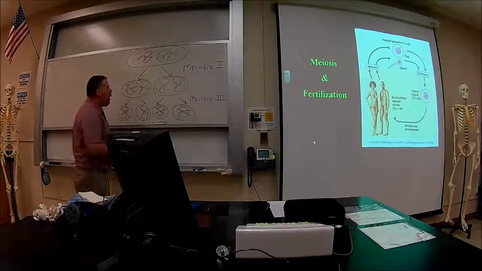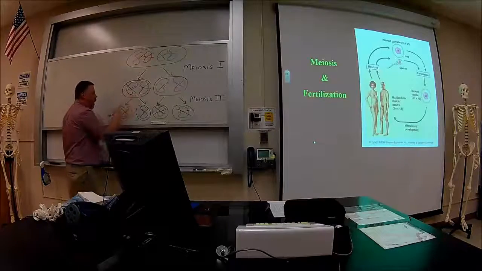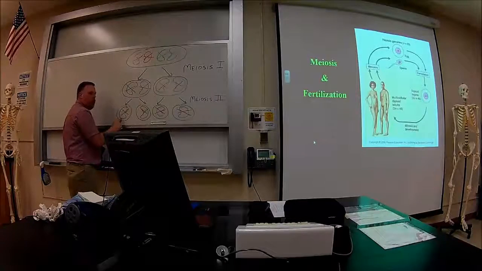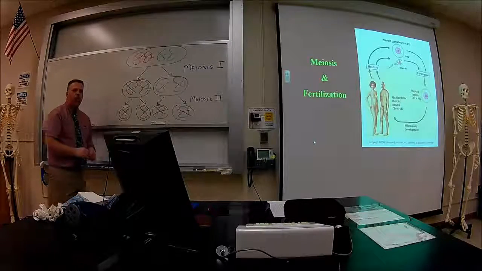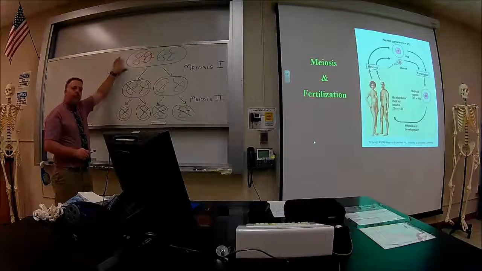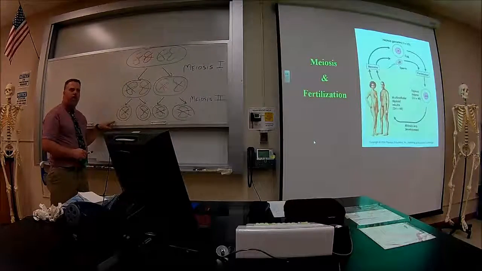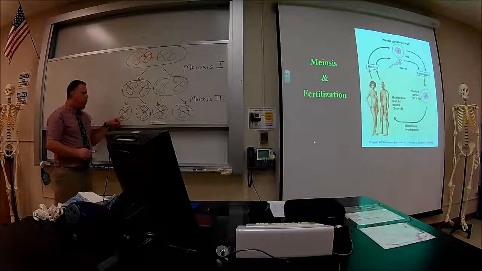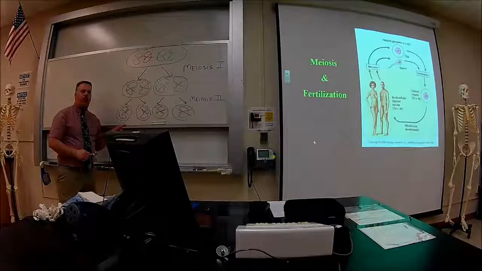Okay. Now, you have 23 pairs of chromosomes here, and they divide into 23 chromosomes here, 23 here, 23 here, 23 here. We went from 46 pairs, a diploid, to a haploid here. You have half the number of chromosomes here. And each one of these cells is totally different than the one before it.